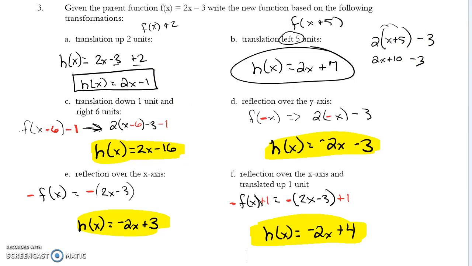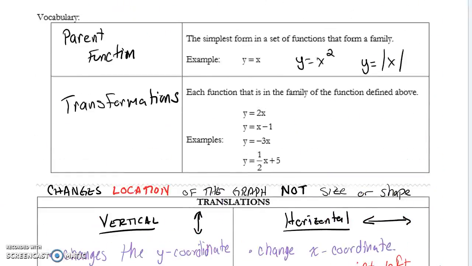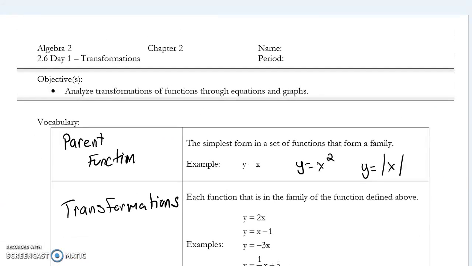So tomorrow we are going to take this to another level by looking specifically at a certain type of transformation that we didn't talk about today. Today was about translations and reflections. Tomorrow we'll talk about stretching and compression, vertically stretching and then compressing. And we had the main focus today here with our functions and equations and graphs and how we were doing the translations and reflections.